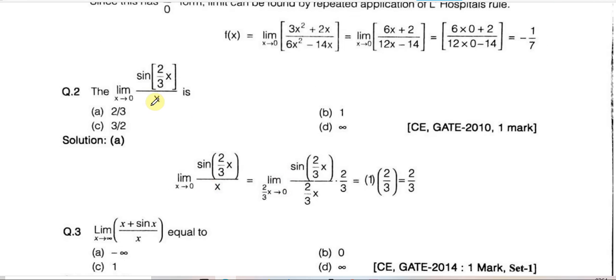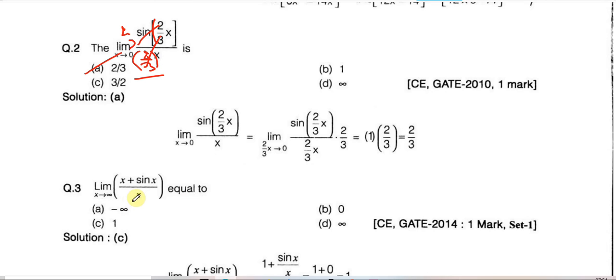Now the second problem is x approaches to 0. We know that as x approaches 0, sin x upon x is 1. Here we can also give 2 by 3, multiplying by 2 by 3 and dividing also by 2 by 3. If you divide here by 2 by 3, it goes up. So it will be 1, and 2 by 3 will be your answer.